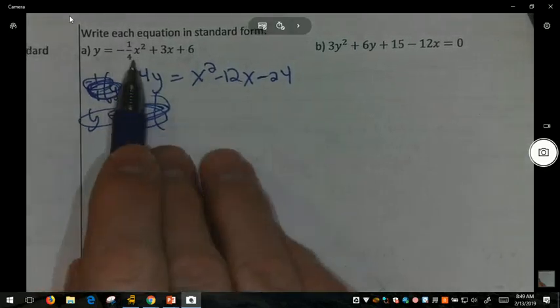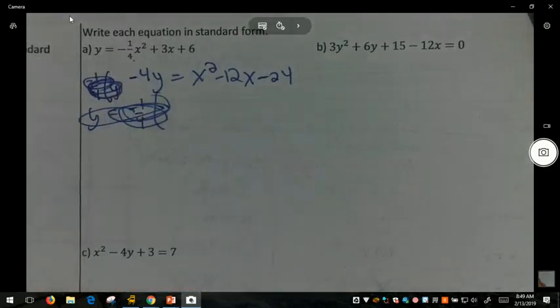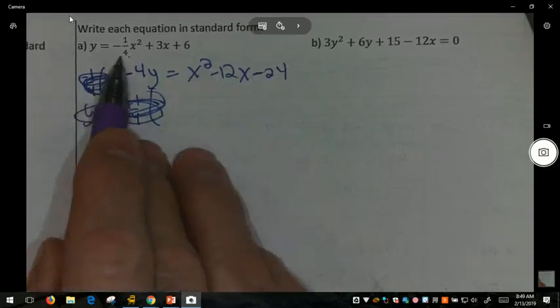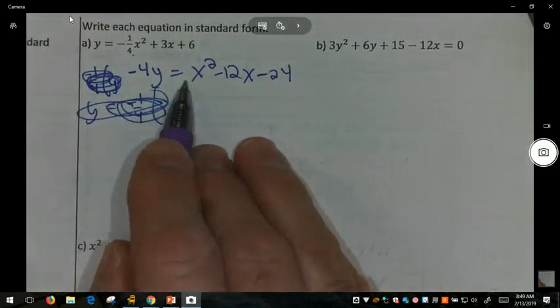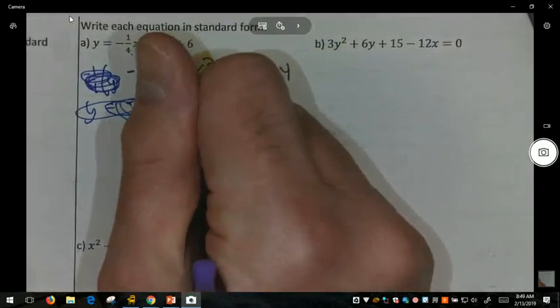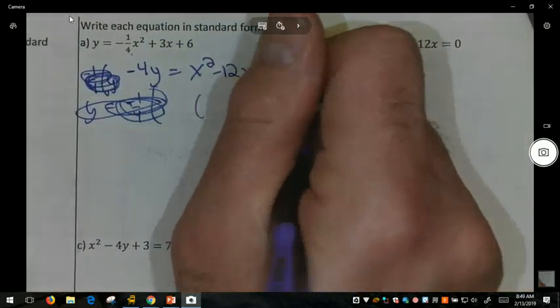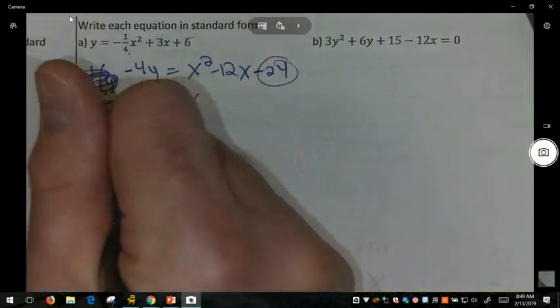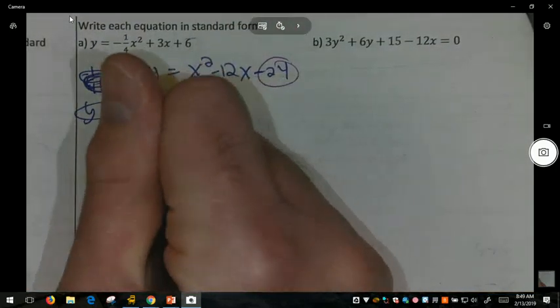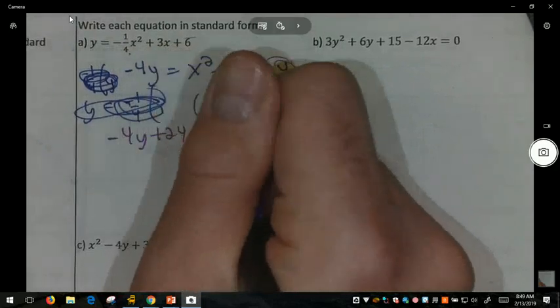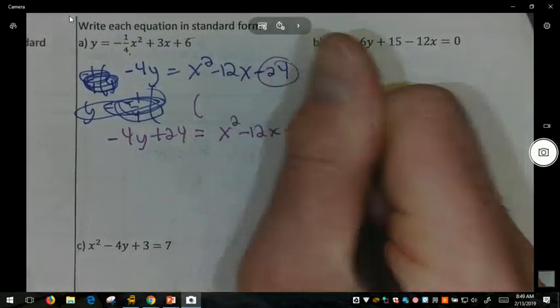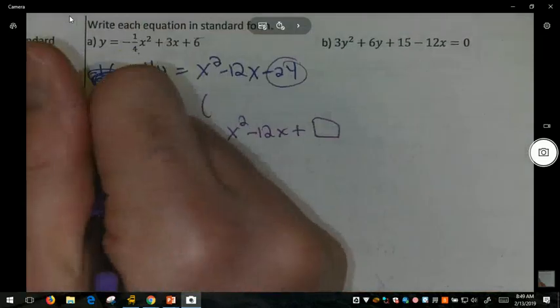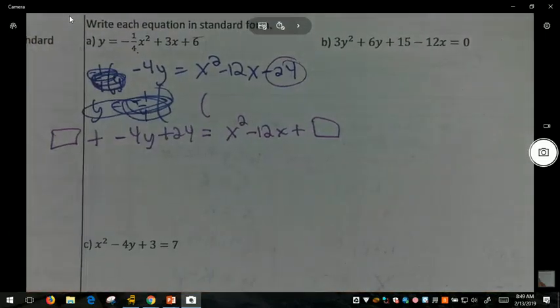So here's what I have. I multiplied. I didn't want to deal with this denominator with completing the square. Lucky me, I don't have to for the parabola. I was able to multiply every one of these terms by negative 4. To complete the square, A is gone, which makes completing the square very easy, except I also have to move this 24. So I'm going to add the 24 to the other side. I have negative 4y plus 24 equals x squared minus 12x plus box. Whatever I add on this side, I'm going to have to add over here.